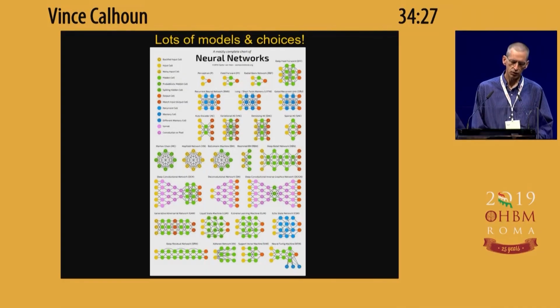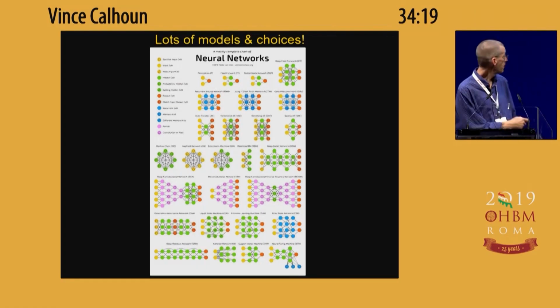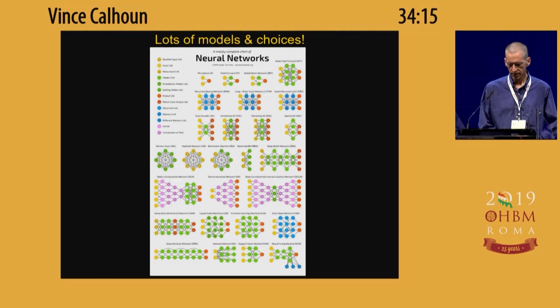So how do we do deep learning? At this point it still is, in many ways, a bit of an art as well as a science, because there are many, many models. This is just a small subset of different ways that you can combine these neural networks to do different tasks, and I'll cover some of these.